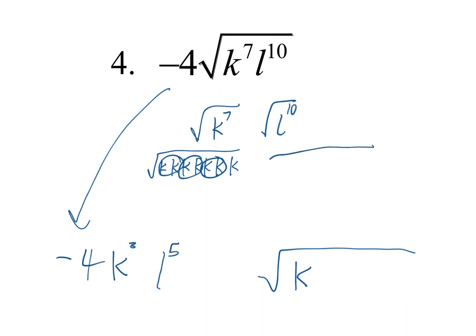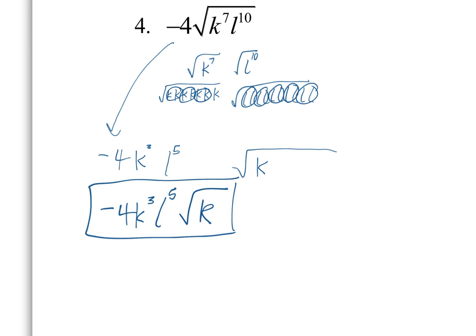L didn't have any because, let me write these L's. There are 5 groups of 2 and none left over. So only the leftovers go inside that radical. For a final answer of exactly what I had written here, but made it look a little nicer.